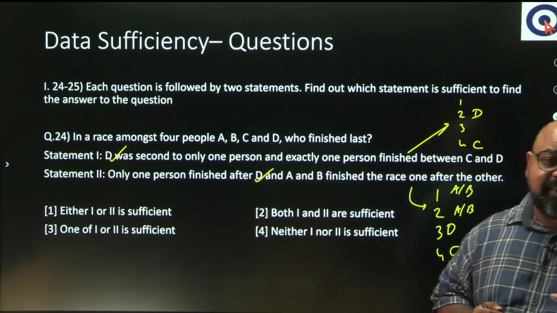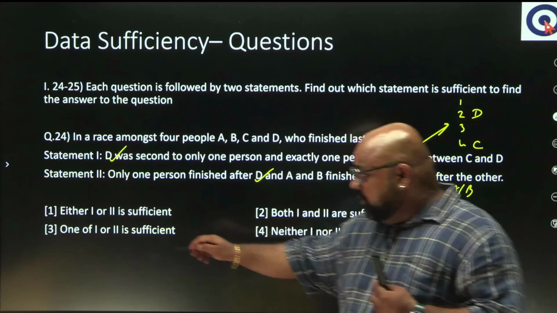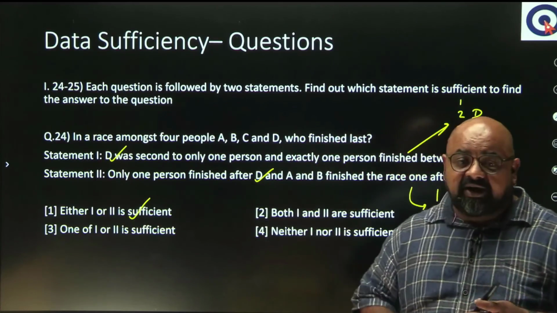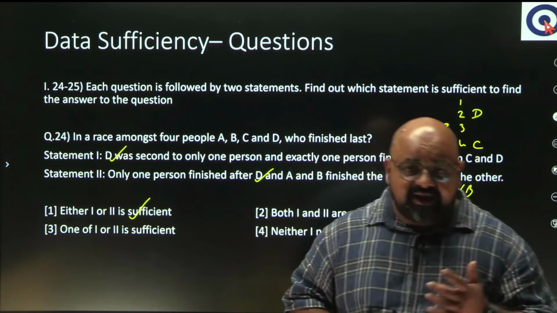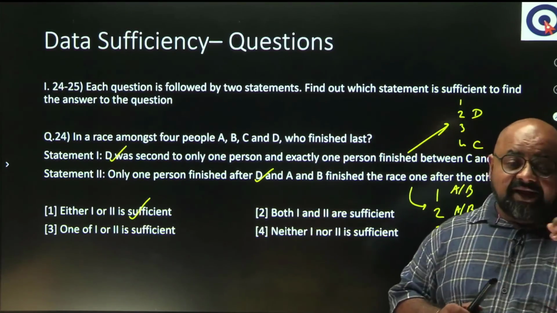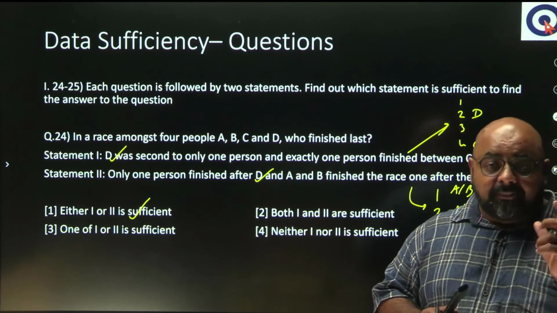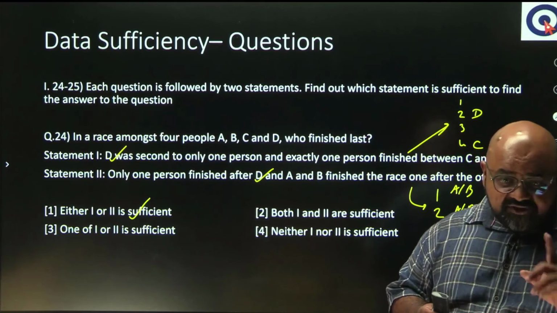The answers may be different, that does not matter, but the question can be answered, and therefore the answer to question 24 would be either 1 or 2 is sufficient. You could use 1, get the answer, you could use 2, get the answer. It will not be both. The answer is both when you have to combine both the options to get one answer, right? So that is the difference between either and both.